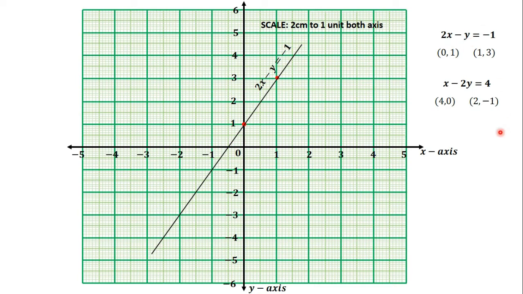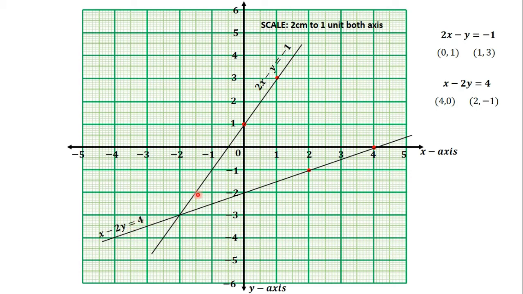Now you do the same thing for the second one here. So you plot the points. The first point I'm plotting is (4, 0). So 4 on the x-axis, 0 on the y-axis. So it will be on the same point. The second point I'll be plotting is (2, -1). So 2 on the x-axis, -1 on the y-axis. So it will be here. That one, so you draw a straight line through it like this. And the name of that line is x minus 2y is equal to 4.